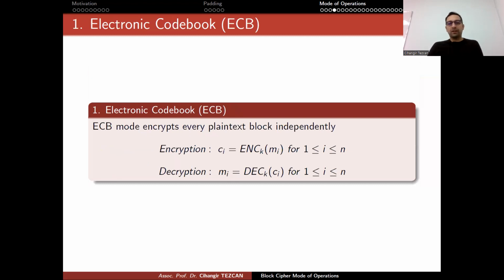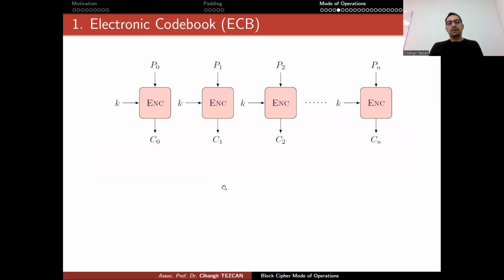Okay, so let's look at the electronic codebook. ECB mode encrypts every plaintext block independently. So for every block, you encrypt a plaintext block with the secret key and obtain a ciphertext block. And for that ciphertext block, you decrypt it with the secret key and obtain the message block, the plaintext block. As a picture, the encryption is as follows. You divide your plaintext into blocks and encrypt each with the same secret key independently.